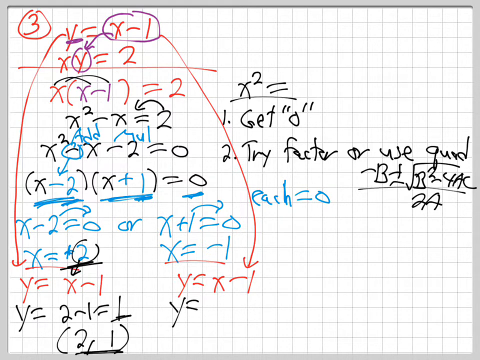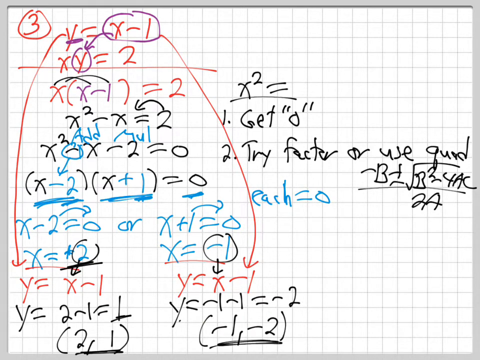And the second one, y equals, plug in the x of negative 1 right there, negative 1 minus 1, which is negative 2. I'll just do it on that same line right there. So y equals negative 2. So that's the x negative 1 led to the y negative 2. Right? X negative 1 led to the y negative 2. There are our two answers.